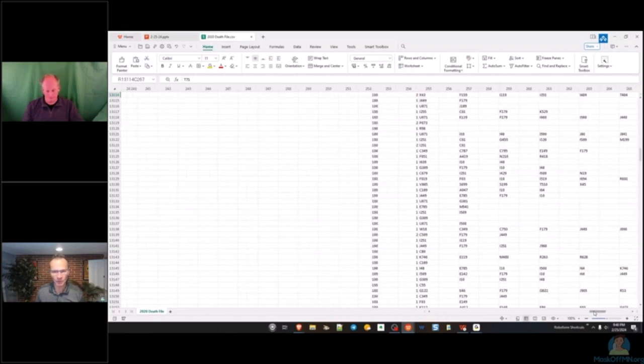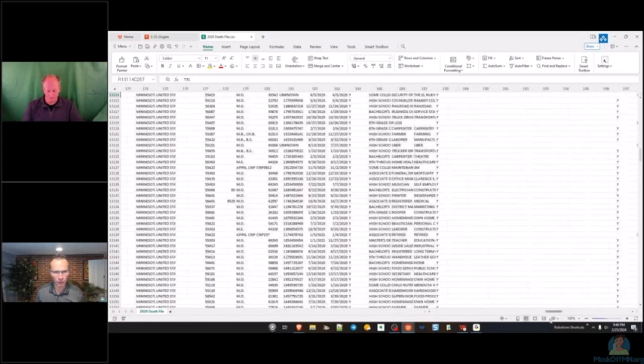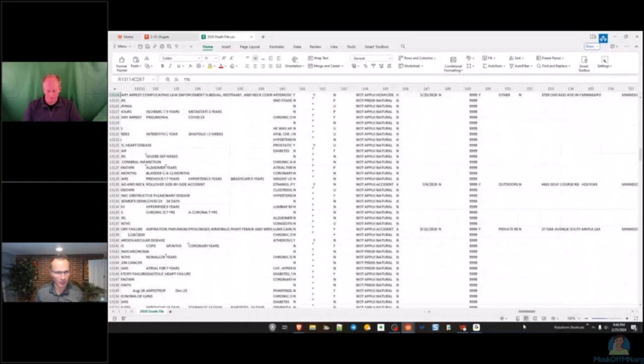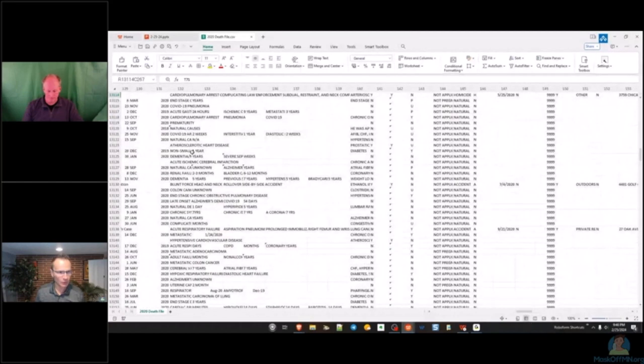What's interesting about this particular case, if we go back over here, let's read what's written in English. It says cardiopulmonary arrest complicating law enforcement subdual, restraint, and neck compression. The part that's interesting is the neck compression part, because when we actually look at the ICD codes, let me bring you to the ICD codes here. I'm going to change my screen to where that is.